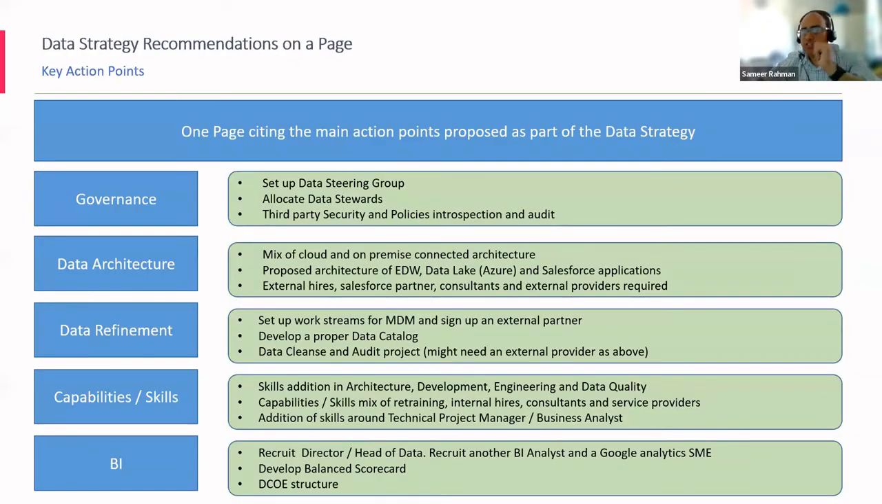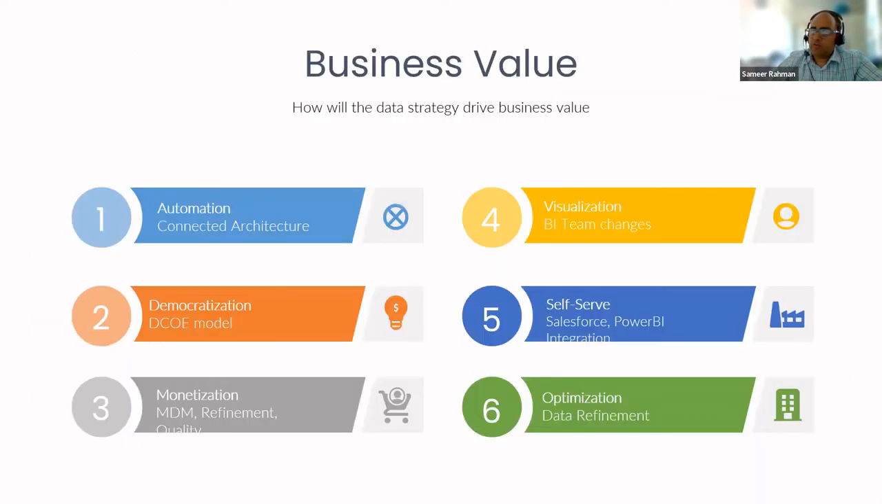The question I always get, certainly from the CEOs, which are really my main target audience, is: summarize the data strategy in one page, and tell me what I need to do in one page. So this is kind of one page citing the main actions. I do it on a Word document as well, in terms of one page data strategy, which I can showcase to you if needed. But this is the main action points of one page.